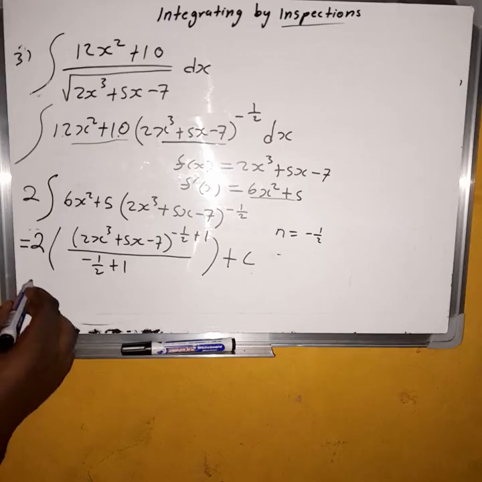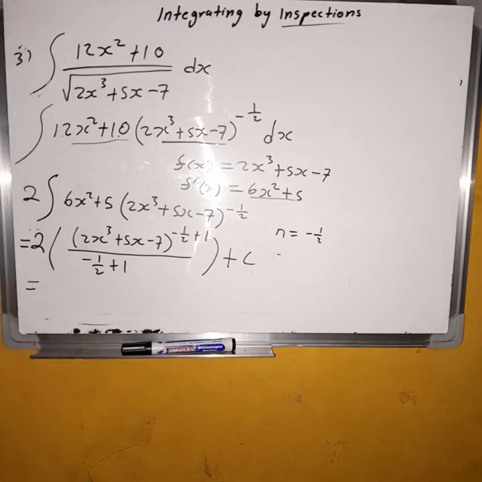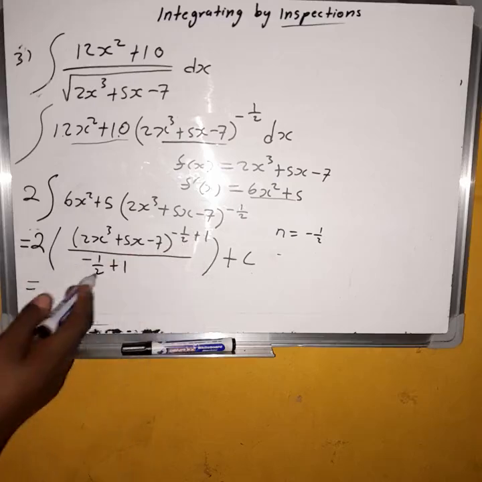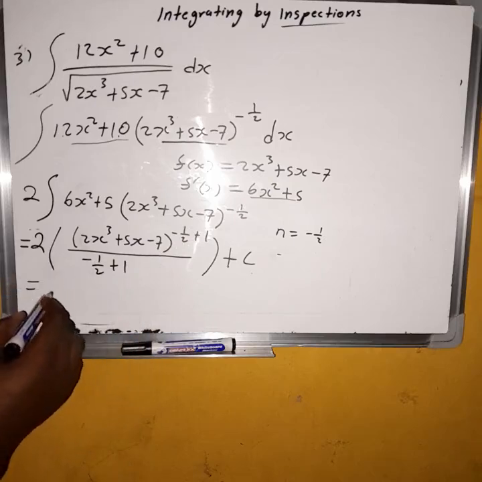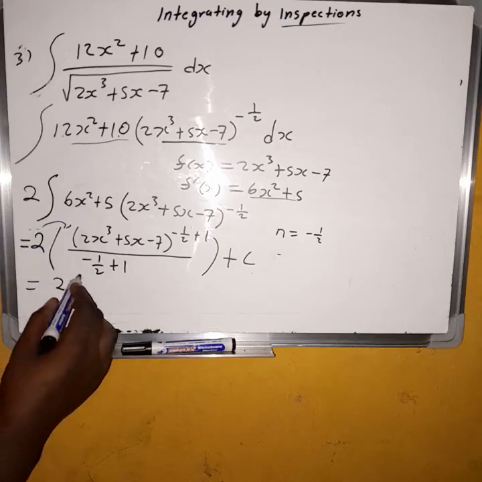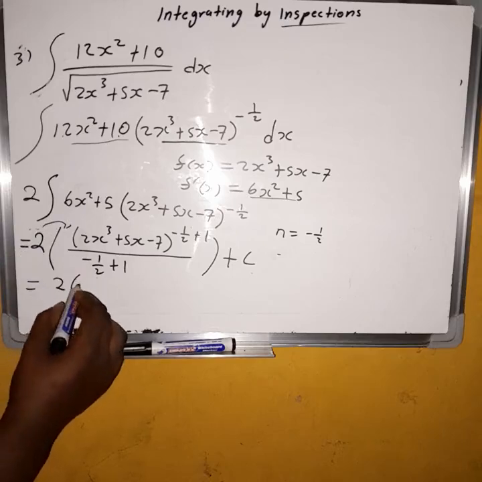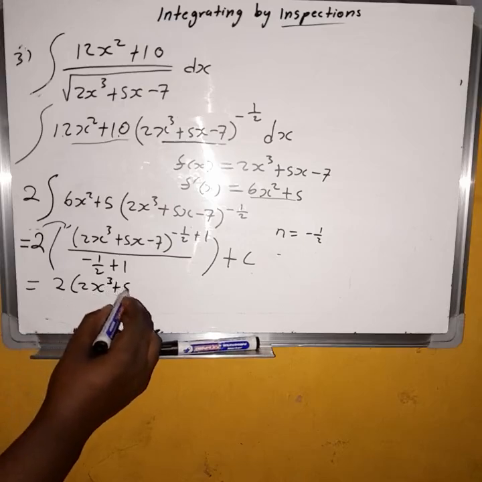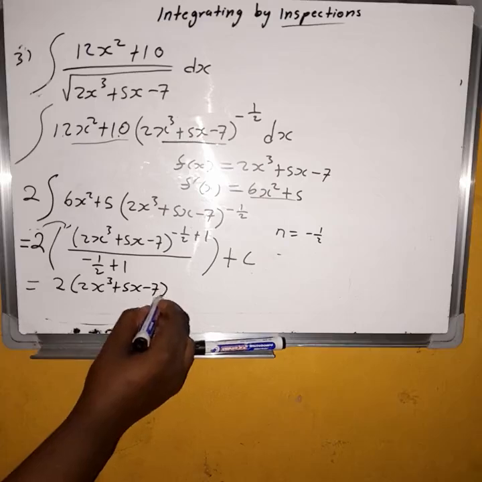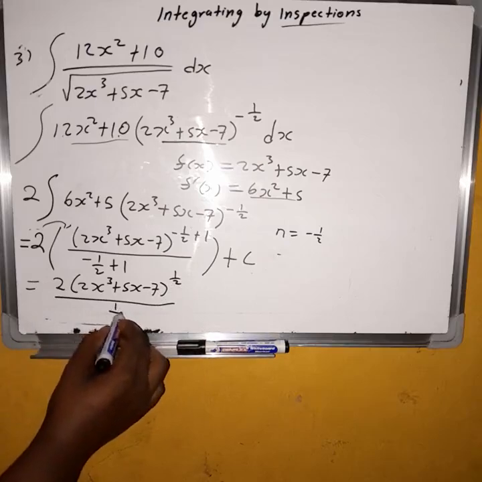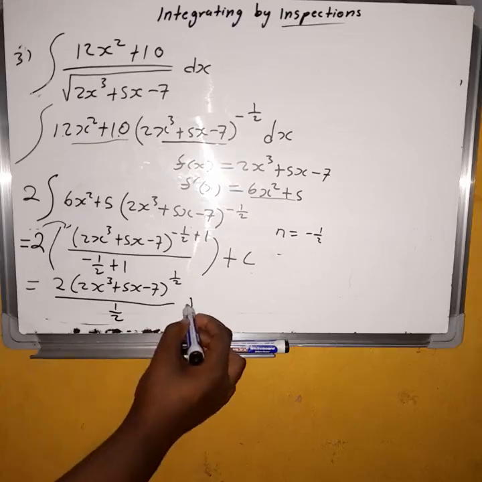If you simplify this further, this will be positive 1 over 2, obviously. This and this will have what? Positive 1 over 2, positive 1 over 2. Then this will be the same. Let me distribute the 2. There will be 2x cubed plus 5x minus 7, 1 over 2, all over 1 over 2, plus the constant c.